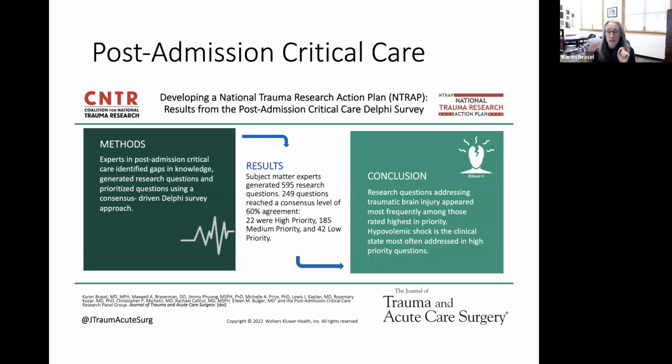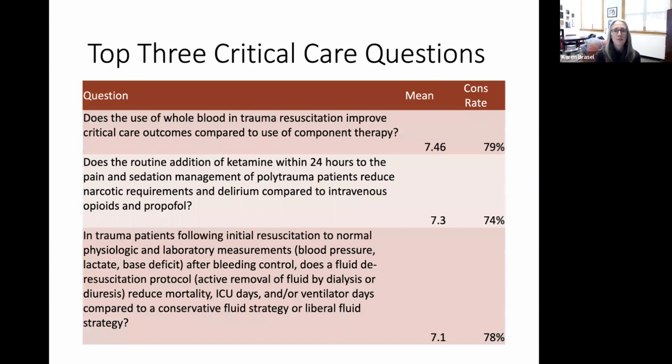The other way to look at that is there are some things that are really high priority. And even in those 22 questions, there's some overlap. So there are some things, out of all 600 that we started with, that are important, and we need as a community to find the answers to. Those are most frequently things addressing traumatic brain injury, and you will see some overlap with the neurotrauma panel, and hypovolemic shock.